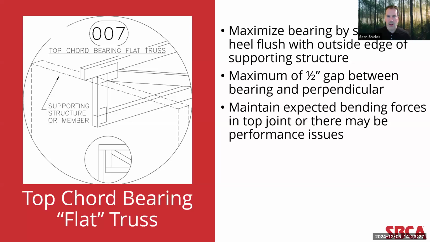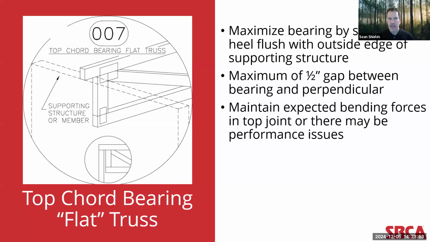This detail also shows, but doesn't call out, the maximum of a 1/2 inch gap between the bearing and the first perpendicular web of the truss. As I outlined many times in part 1 of this series, that gap is designed as a construction tolerance and for the potential application of gypsum for fire protection or fire separation.